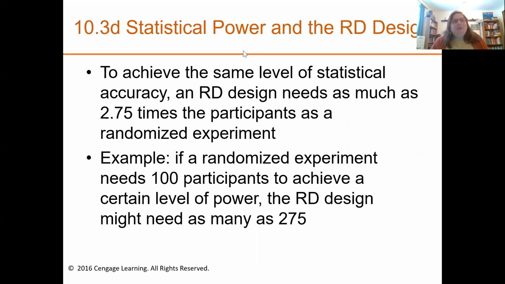So this part's kind of interesting too. To achieve the same level of statistical accuracy, an RD design needs as much as 2.7 times the participants as a randomized experiment. So if a randomized experiment needs 100 participants to achieve a certain level of power, let's say 80%, the RD design might need as many as 275. So if you're wondering why you've never seen, or maybe you have seen, but only seen a few RD designs in your background of literature reviews, this may be why, okay? Because it does require so much more to get the same power.